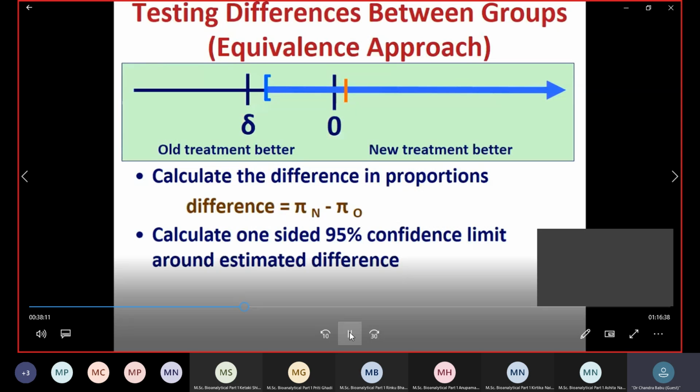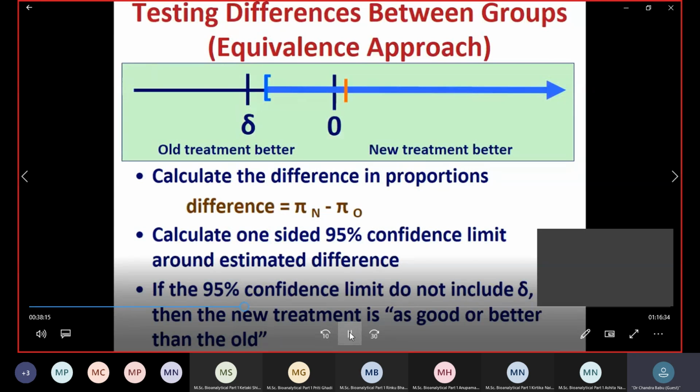Okay. And if you do this, two things can happen. Oh, by the way, if the bottom end of this 95% confidence bound, that blue thing, does not include delta, then the new treatment is as good or better than the old. Because really, if you think about what we're saying, let's see if this works again.